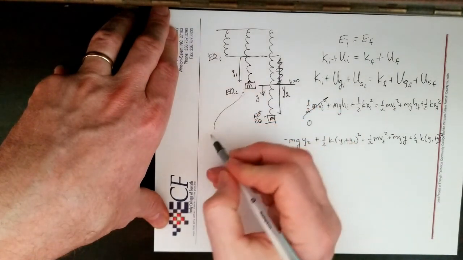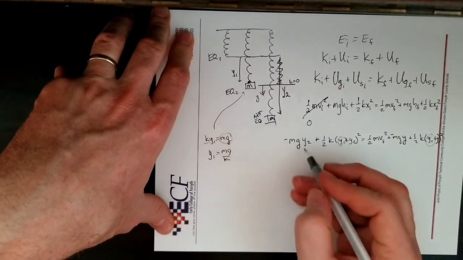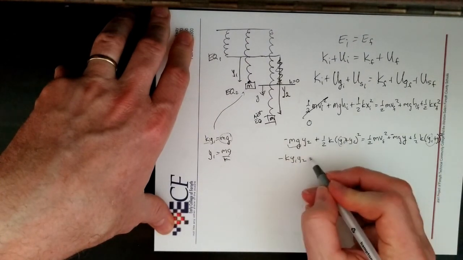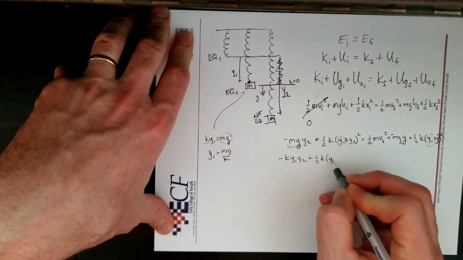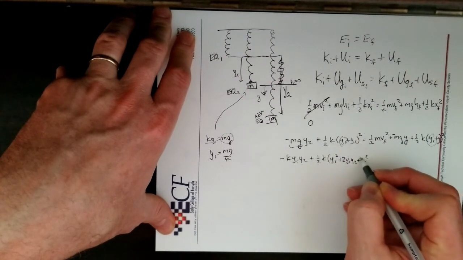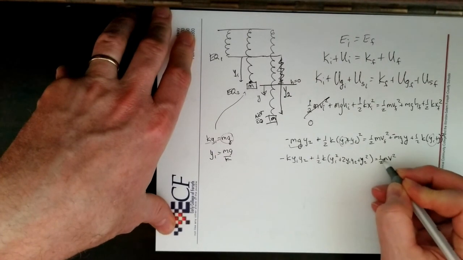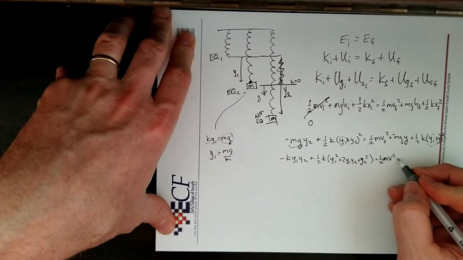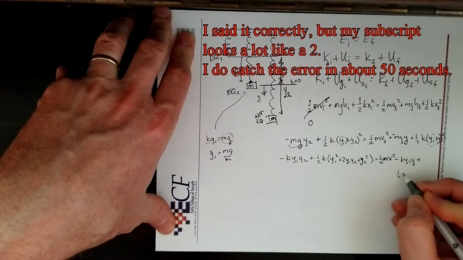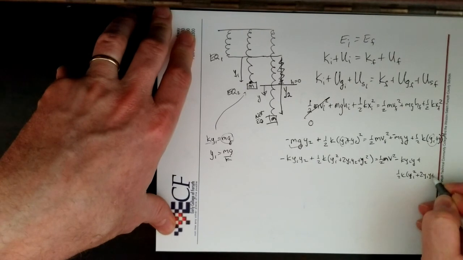I know at this, from this position right here, that ky1 is equal to mg. Substituting mg for ky1, so I have negative ky1y2 plus 1/2 k times y1 squared plus 2y1y2 plus y2 squared equals 1/2 mv squared. Since I'm making it generic, may as well make that generic as well, minus ky1y plus 1/2 k times y1 squared plus 2y1y plus y squared.